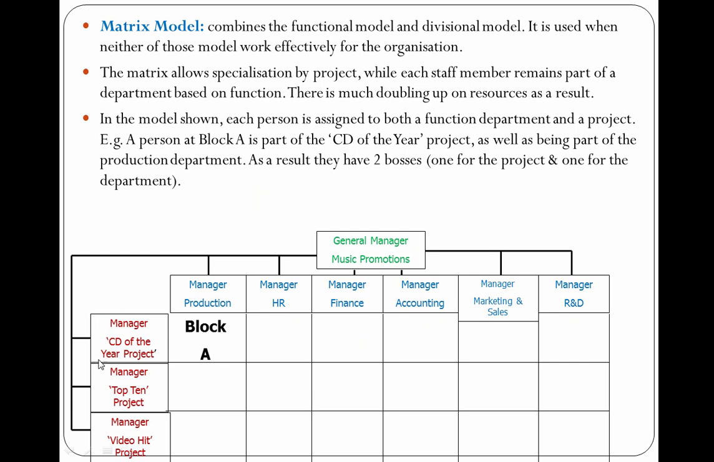However, down the side here, there are also projects. Let's have a look at the CD of the Year project. Block A, if you're in that block, you're in the production area for the CD of the Year project. That means you have two managers: a production manager and a project manager. If you were over here, let's say you're in this block, you'd be on the top 10 project and you'd be in the accounting section. So you would have two managers, an accounting manager and a project manager.